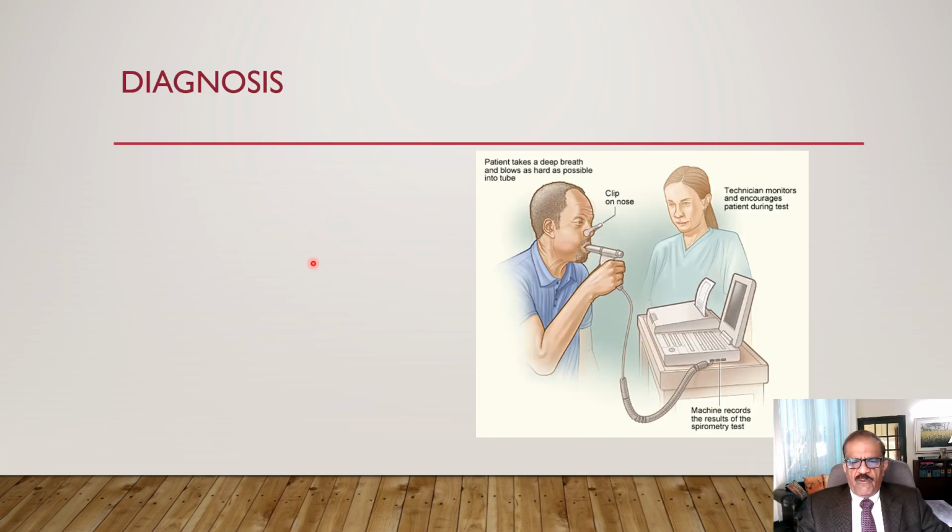Now, first of all, the diagnosis. Clinical diagnosis is possible in the majority. In chronic bronchitis, the definition is based on symptoms, so theoretically you should not need any test at all. If somebody gives a history of chronic productive cough, for 3 months, for 2 years, with no known explanation, then particularly if the patient is a smoker, we make a diagnosis of chronic bronchitis.